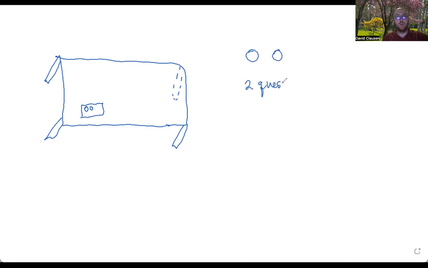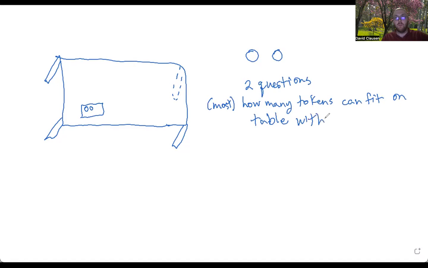The two questions you're going to ask them are: how many tokens can they fit on the table without overlapping? On the table, what's the most that you can do? So if this is one section of the table, we want to have the tokens lined up so that they're not going to go over the table, and they're not overlapping.